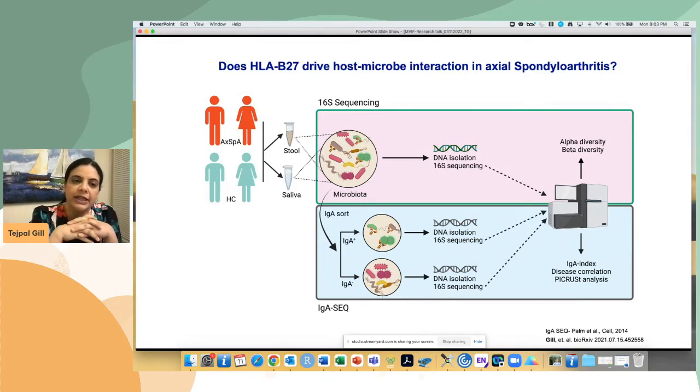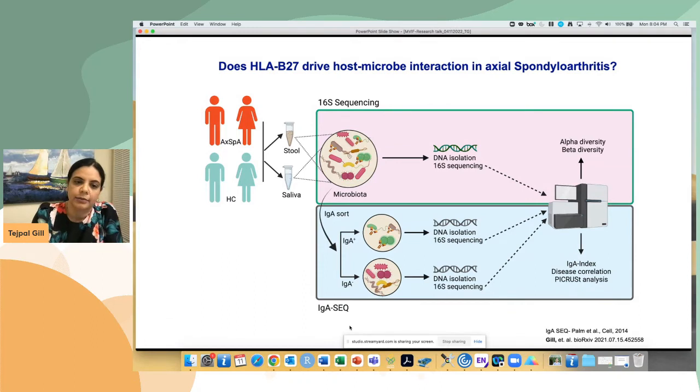In this experiment, we have taken patients who have axial spondyloarthritis and healthy individuals, and we've taken stool and saliva samples and done microbiome analysis, or 16S sequencing. In addition, to understand the immunological effect or relationship with the host, we have also performed IgA sequencing.